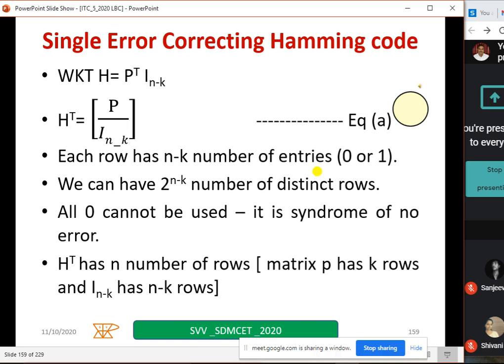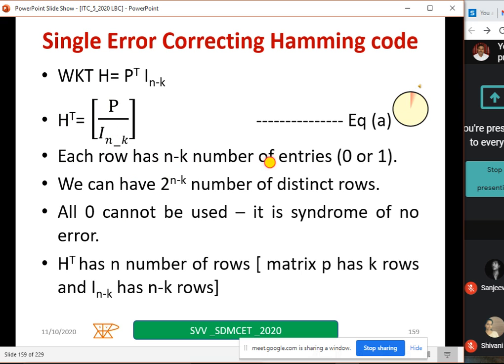A single error correcting Hamming code. Take a heading. All of us know H transpose means I'll be having a parity followed by an identity matrix. That's all. Because I cannot write it like an equation, I have written it like a dotted line, or you can say nothing is there. A parity, followed below by an identity matrix, because H transpose all of us know already. So just read it once, but take a heading, single error correcting Hamming code.